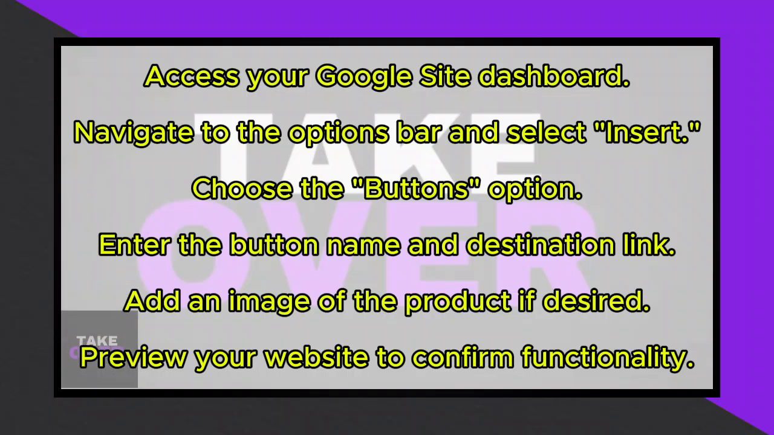Adding a payment gateway to your Google Sites webpage is a straightforward process. Let me walk you through the steps. Begin by accessing your Google Site dashboard. Once there, navigate to the upper bar where you'll find various options such as settings, sharing settings, and more.